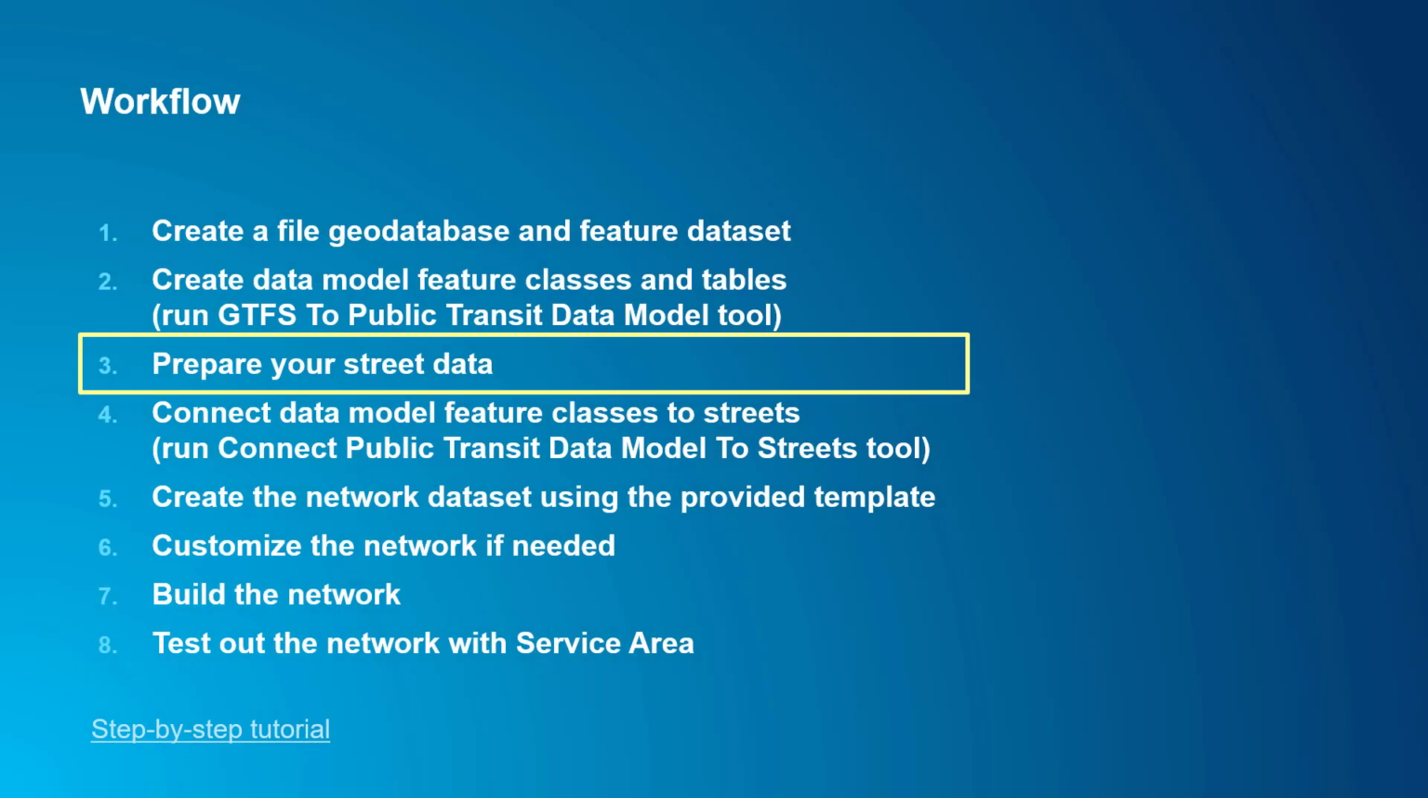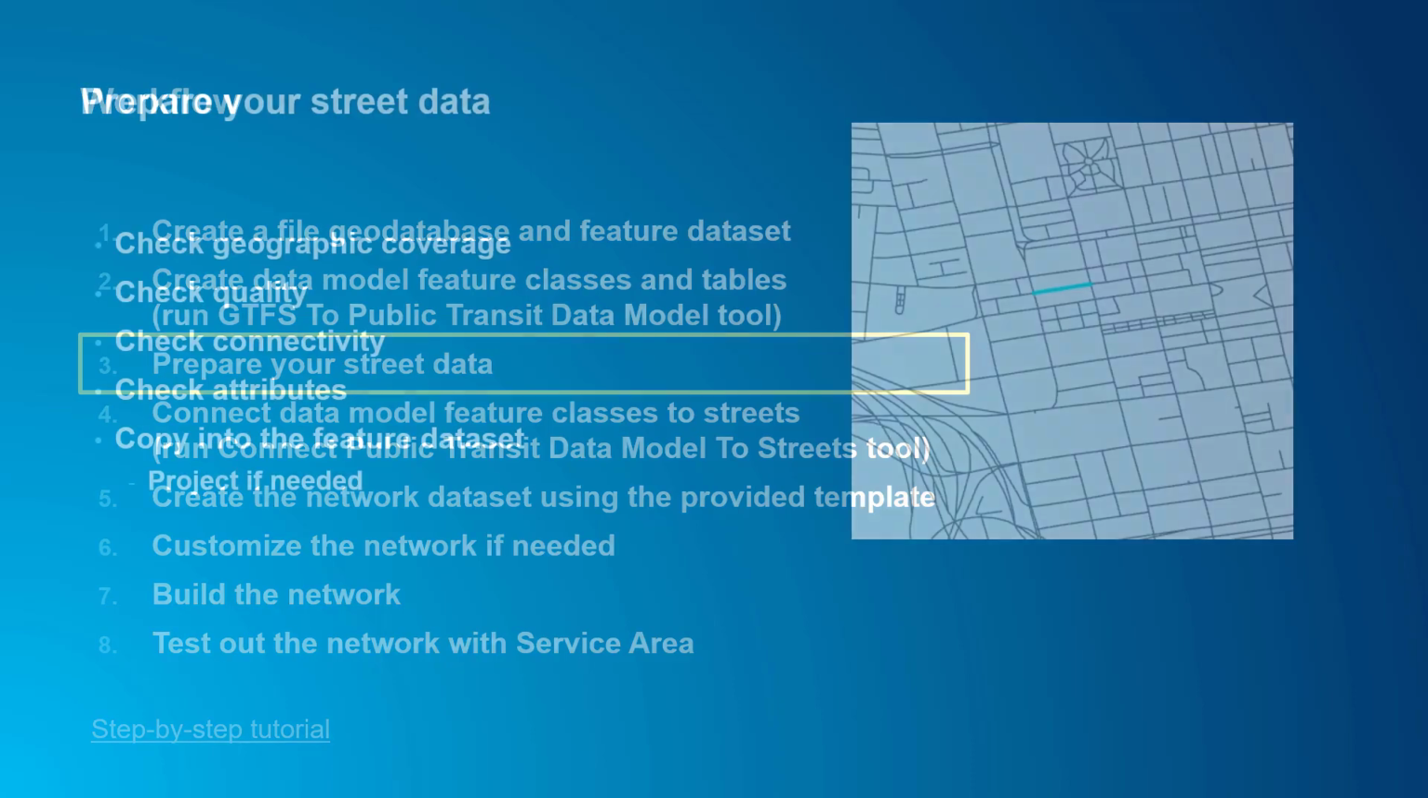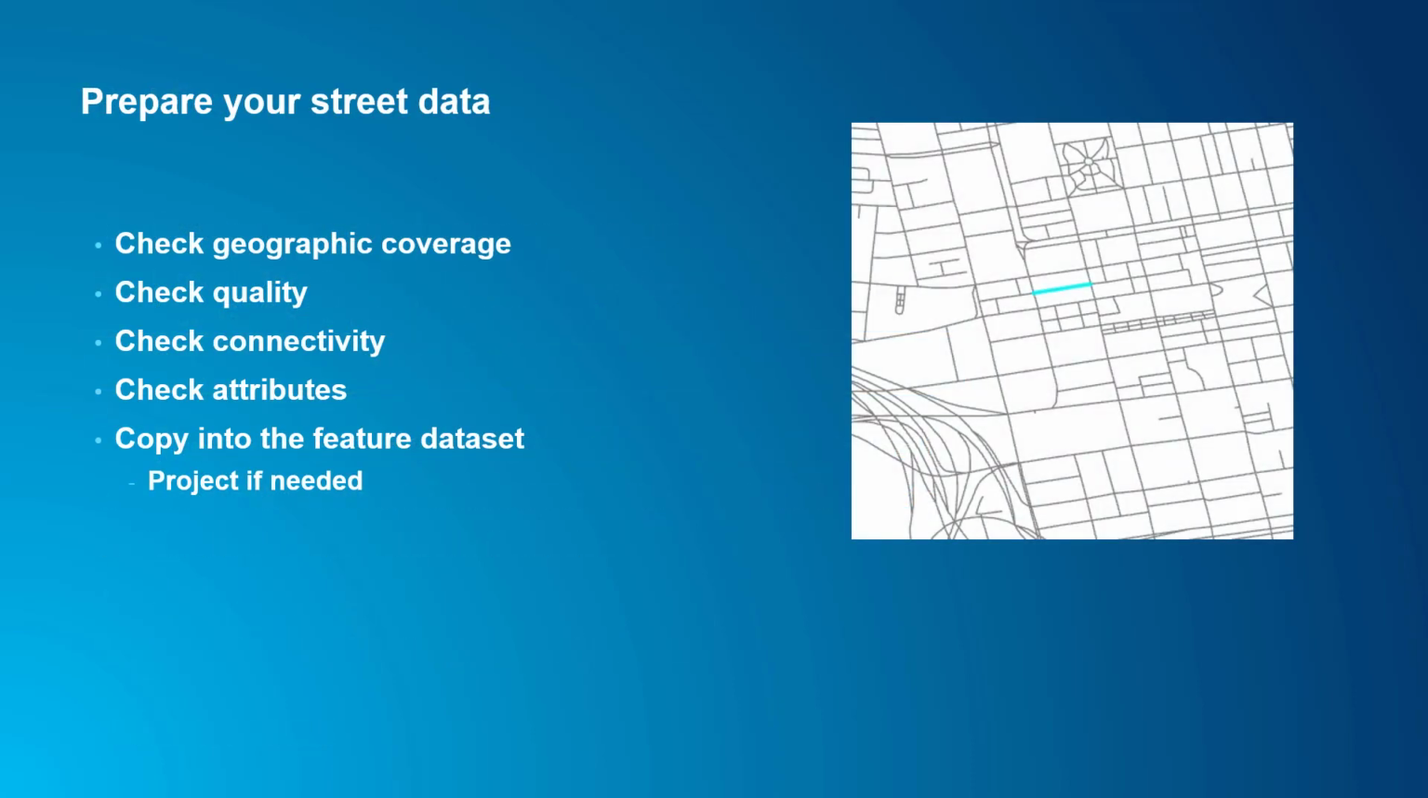The next step in the process is to prepare your street data. You need to include street data in your network dataset in addition to the transit data. That's because people will walk along the streets in order to get from their origin to the transit stop, to make transfers between lines, and to get from their final transit stop to their destination. You need to acquire some street data covering the same geographic area as your transit system and ensure that the data is of good quality, is well connected, and has the necessary attributes.